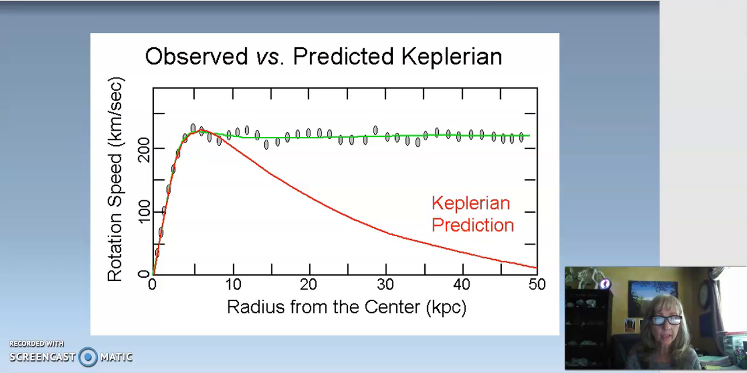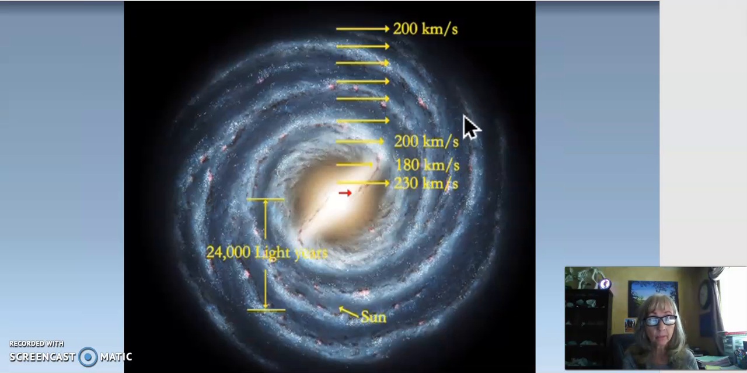That's what we expected. But when it was actually measured by Vera Rubin down in Kitt Peak, she discovered that once you get a little ways away from the nucleus, the stars, no matter how far you go out, all seem to be traveling at about the same speed. And this was a really big surprise.